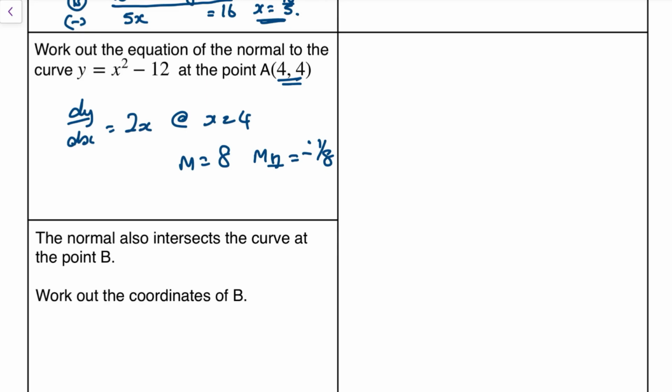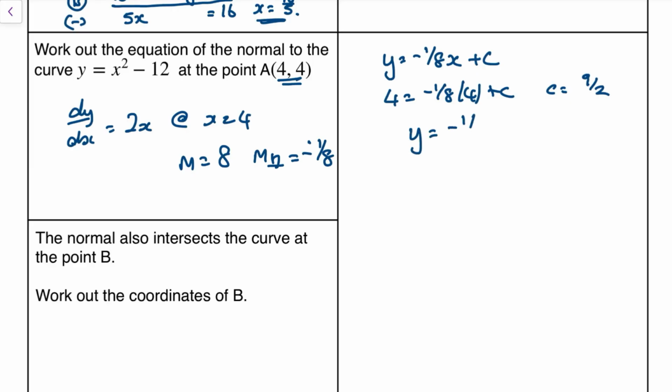Which means the equation, I'm going to do it over in this box to the right, is such that y equals minus an eighth x plus c, using 4, 4, so 4 is minus an eighth times 4 plus c. 4 over 8 is a half, minus a half, add a half to both sides gives me 4.5, which means that c is equal to 9 over 2. And therefore the answer to the question is my normal has an equation y equals minus an eighth x plus 9 over 2. Not the nicest, is it? But that will do. Right, part B.